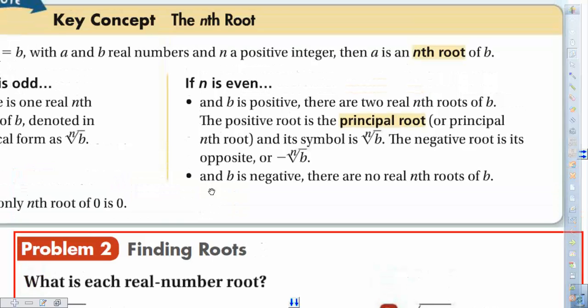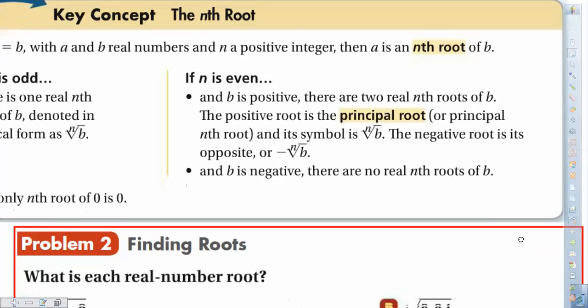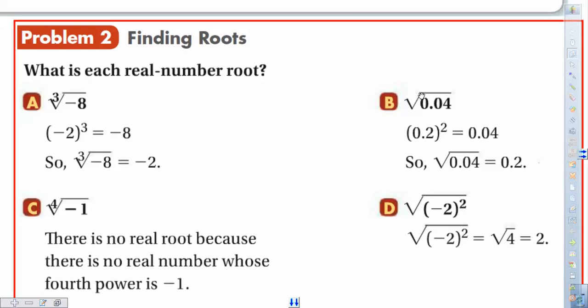Well, it's this little definition up here called the principal root. So that's the first bullet right there. The positive root is called the principal root. Its symbol, there it is. The negative root, the opposite, would be this. Now, this really does bother math students quite a bit. Usually the question that pops up is, when am I supposed to come up with 2 answers, Mr. Cook? When am I supposed to only come up with 1?